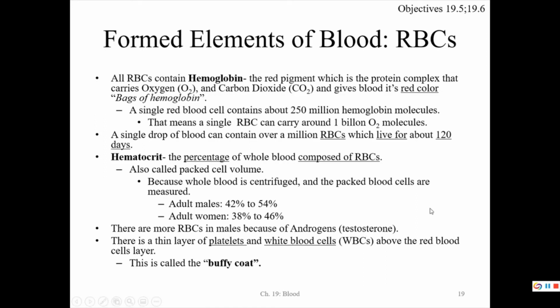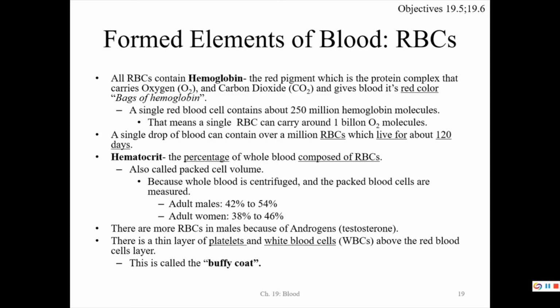Now, what I want to help you guys understand, basically hemoglobin is the pigment that binds to oxygen and carbon dioxide, and gives blood its red color. A single red blood cell, like I said, has about 250 million hemoglobins. That means you can have about 1 billion O2 molecules in every single red blood cell. Now, a single drop of blood can have over 1 million red blood cells. They live about 120 days.